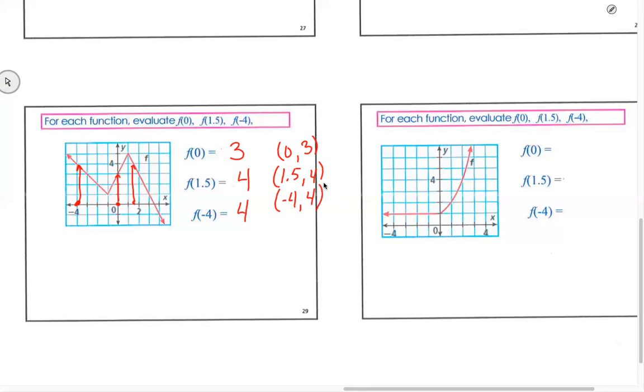All right, Emma. What is the value of this function at 0?